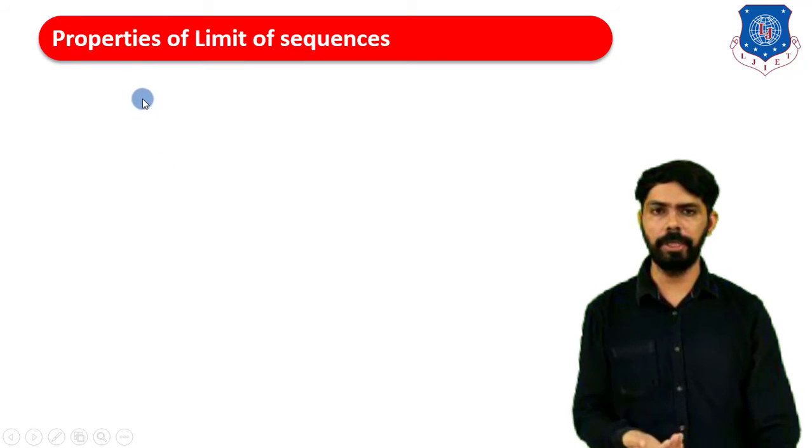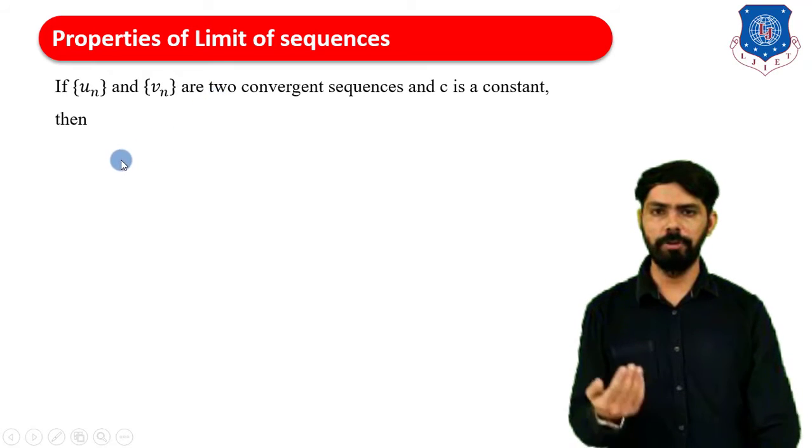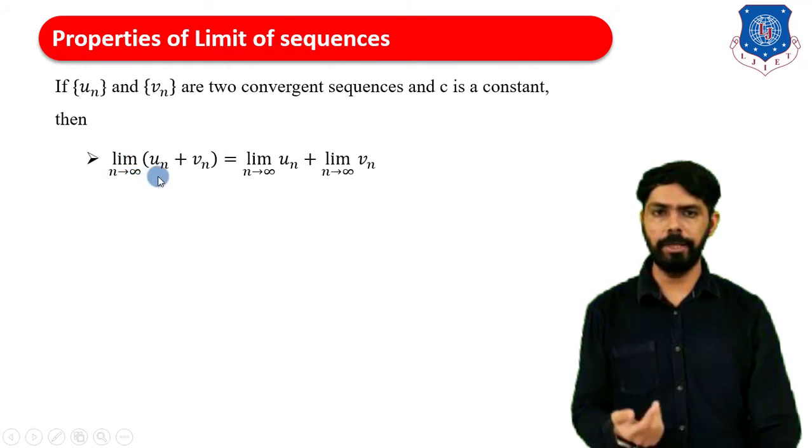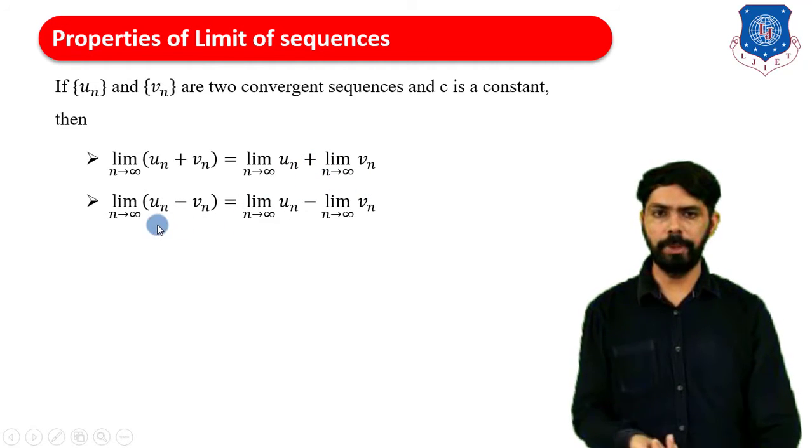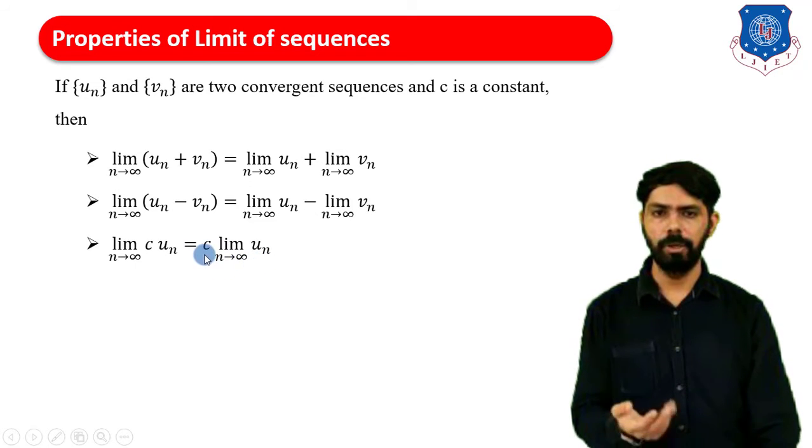Now we will discuss properties of limit of sequences. If un and vn are two convergent sequences and c is a constant, then limit n tends to infinity un plus vn is equal to limit n tends to infinity un plus limit n tends to infinity vn. The second property is limit n tends to infinity un minus vn is equal to limit n tends to infinity un minus limit n tends to infinity vn. The third property is limit n tends to infinity c into un is equal to c into limit n tends to infinity un, where c is a constant.